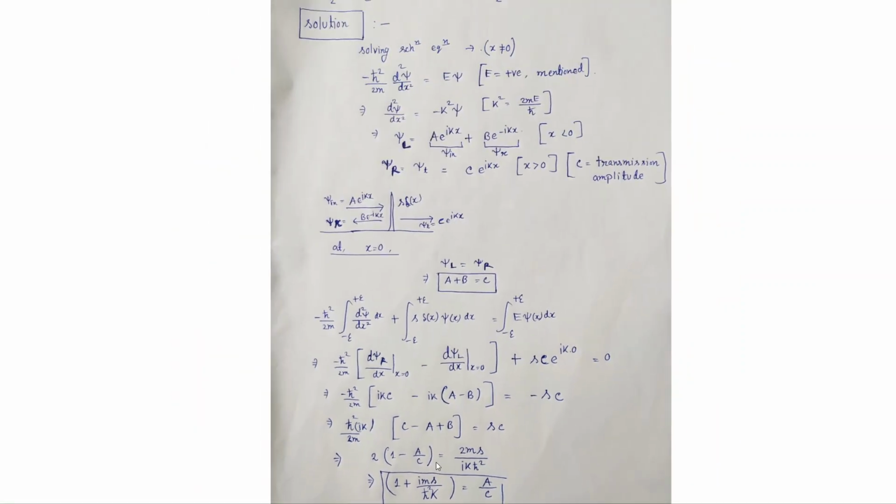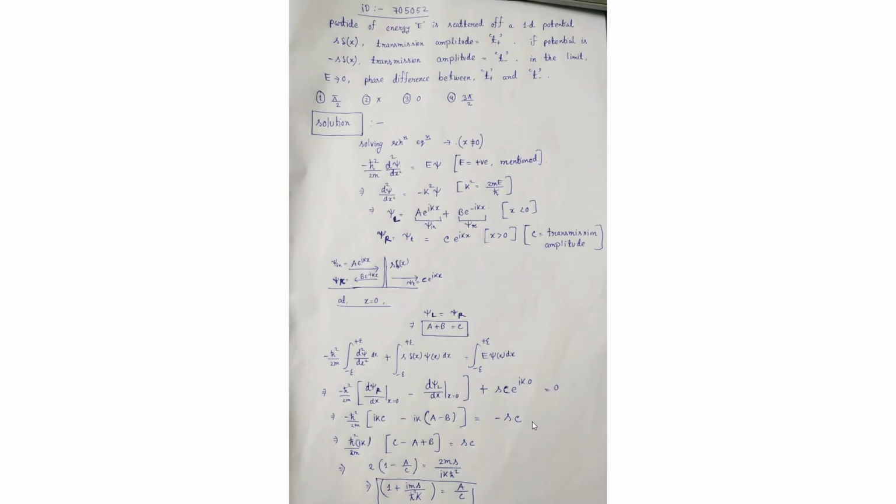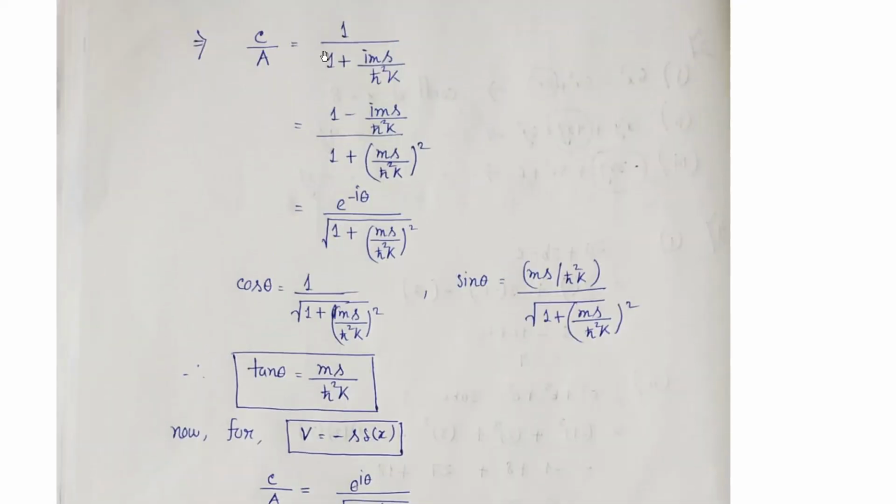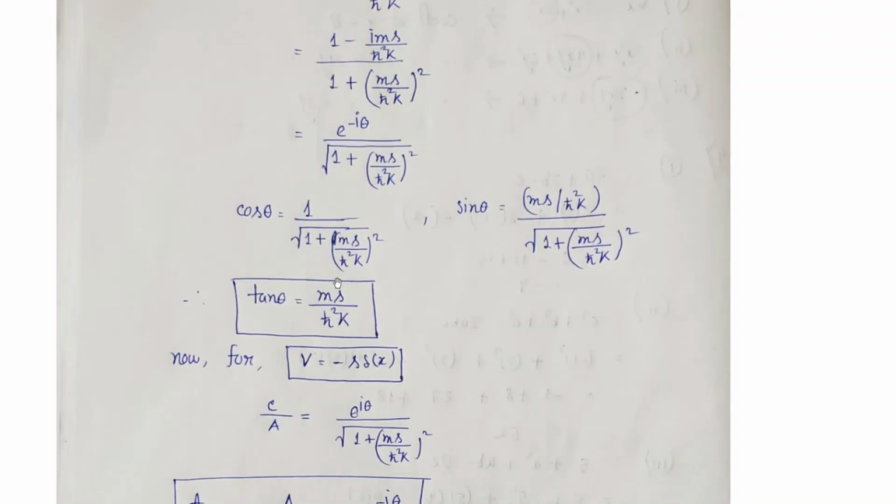Now this is the C by A term, which is 1 by 1 plus i m lambda by h cut square k. This is like a complex number, and you can find the argument and the amplitude of the complex number. If you have 1 by a plus ib, then multiply upper side and lower side by a minus ib. I am doing the same thing, and you can write it as r e to the power i theta, where cos theta is this term and sin theta is this term. So tan theta is m lambda by h cut square k. This is simply a class 11 complex number problem.